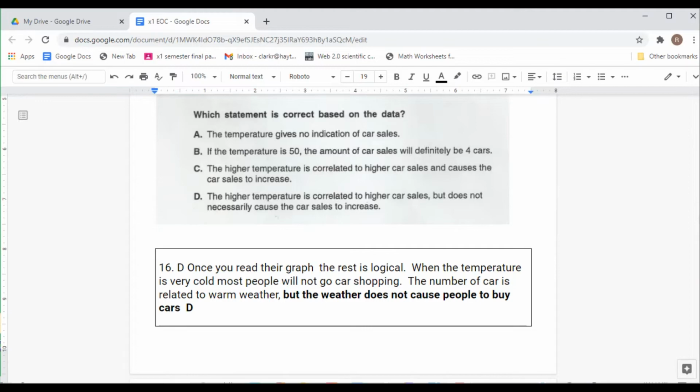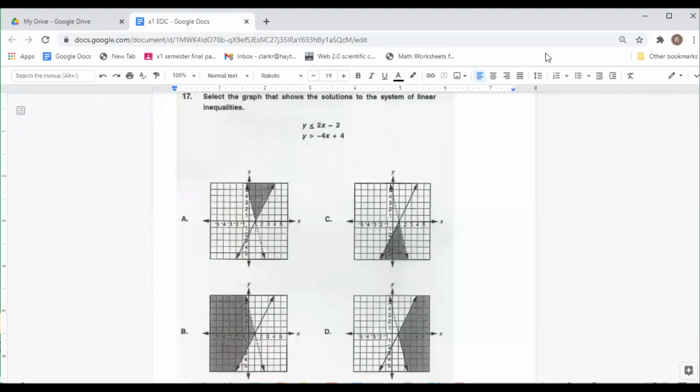Number 17. Select the graph that shows the solutions to the system of linear inequalities. Professor Pi, I'm out. You tag in.